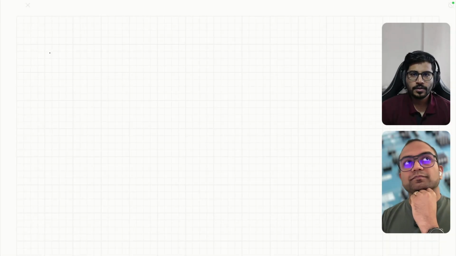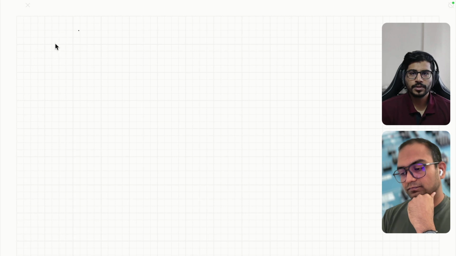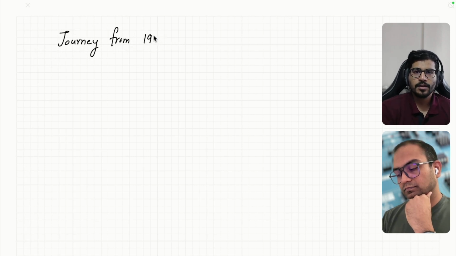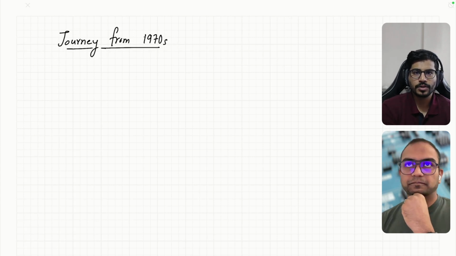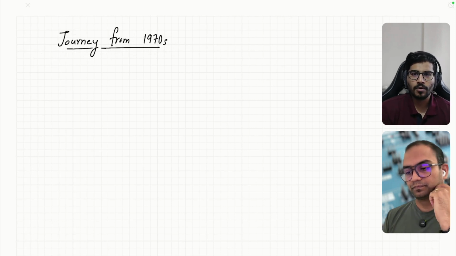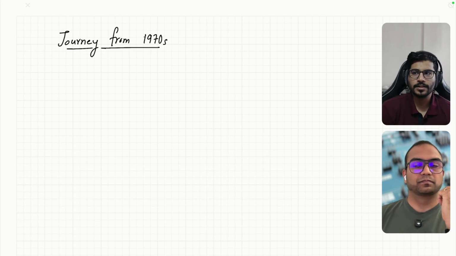Okay, so in this one, what we would like to go over is the journey the computing world has taken from the 1960s or 70s till now. Our hope is that when we trace this journey, we would uncover certain topics along the way, and uncover the motivations behind the later topics which we're going to discuss.